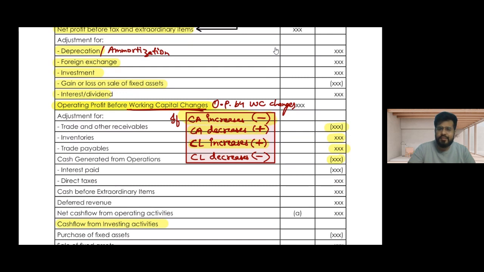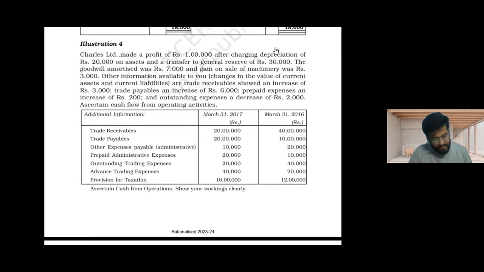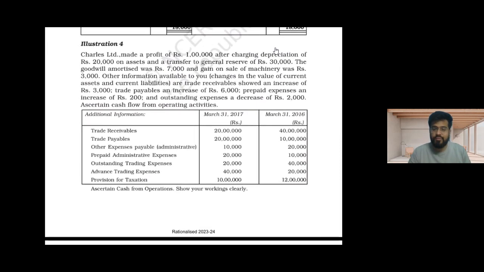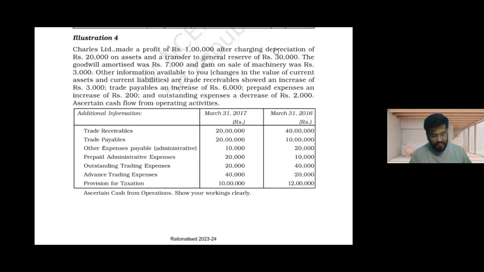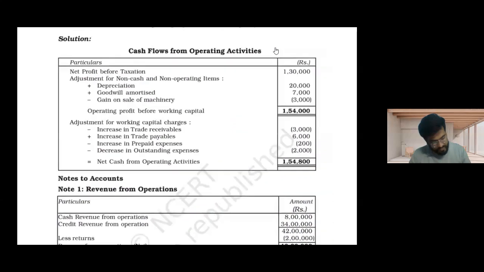Now, how to find whether the current asset is increasing or decreasing? For that, you need to look at the balance sheet. For example, I have one NCERT question of class 12. Here you can see there is a balance sheet given for March 31st, 2017, and one more balance sheet for March 31st, 2016. So these are your opening figures. These are your closing figures. Here you can see the trade receivables, the first item on my list, has decreased by 20 lakhs. So this will be added to the cash flow. You can see here. So they have done this calculation over here.